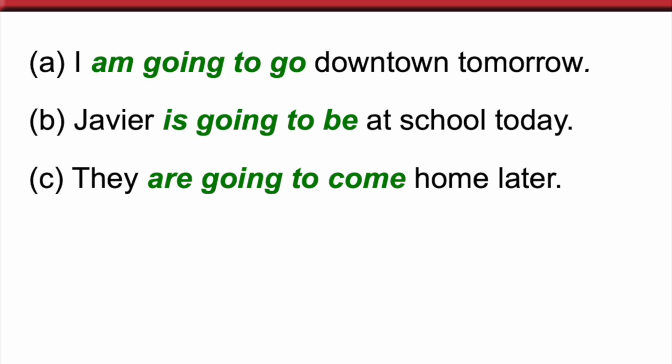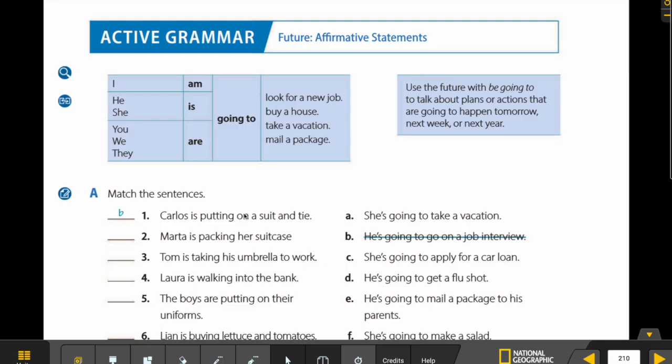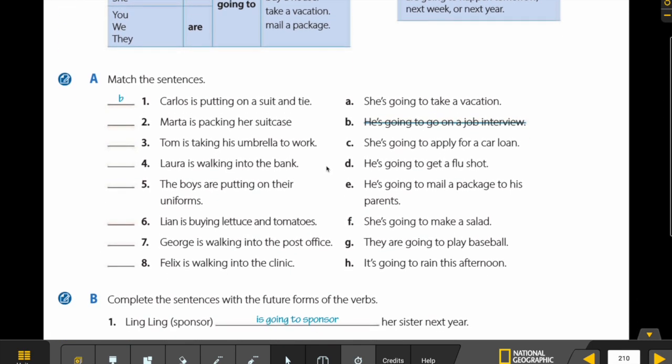They are going to come home later. So what you do is you use be going to plus the verb, the infinitive, right? I am, he is, they are going, and then you use the infinitive to come, to be, to go. All right. Okay, now that we're back, let's do exercise A.